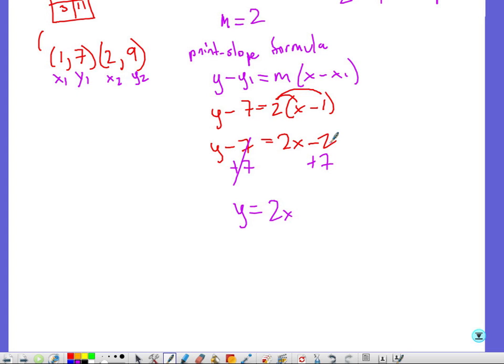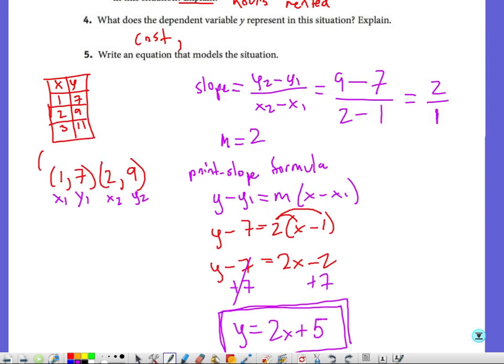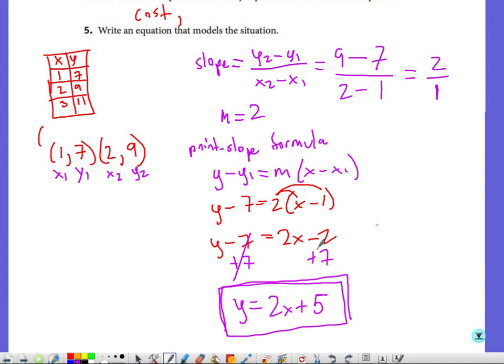7 minus 2 is going to be plus 5. And so here is the equation for number 5. Y equals 2x plus 5. That is the equation. So that is what you will need to do.